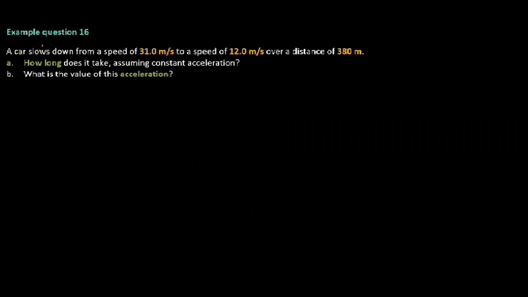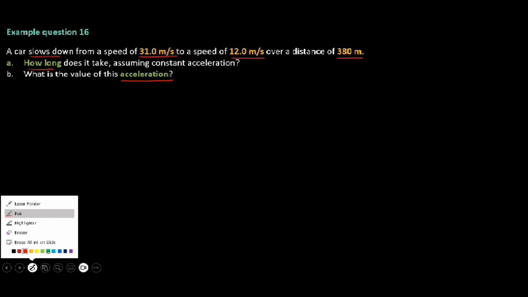Example question 16. A car slows down from a speed of 31.0 meter per second to a speed of 12.0 meter per second over a distance of 380 meter. How long does it take assuming constant acceleration? And what is the value of this acceleration?